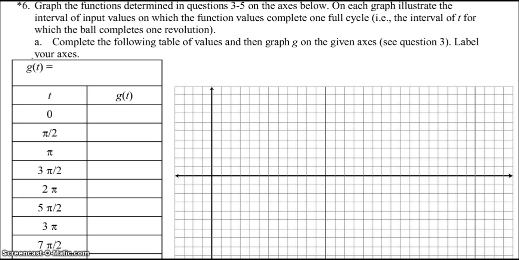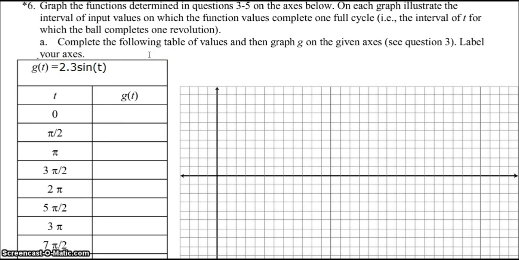Complete the following table of values and then graph G on the given axes. Label your axes. Okay, so question 3, what was our function? I believe it was 2.3 sine t. Now there's a few ways that we can do this. We could think about it intuitively about what the vertical distance would be with that ball at each of these radius lengths, or we could just make sure our calculator is in radian mode and just plug each of these into our calculator to complete the value.